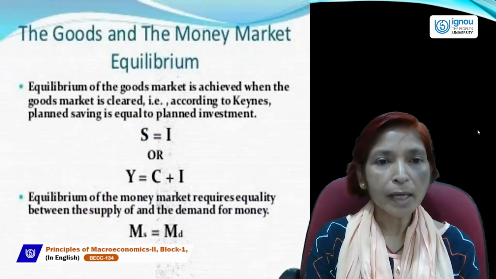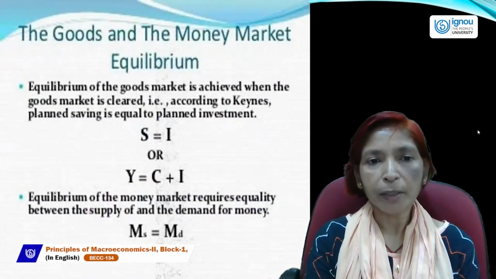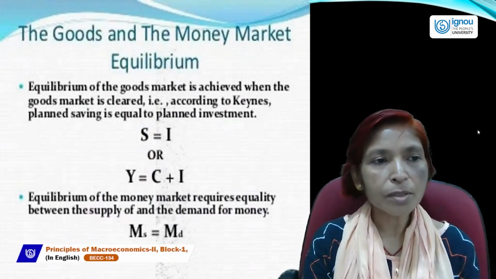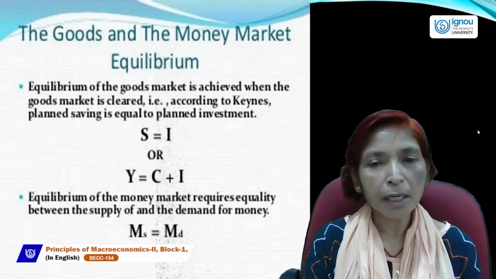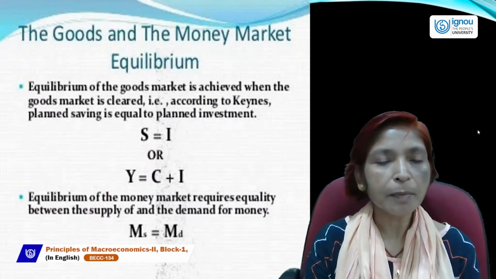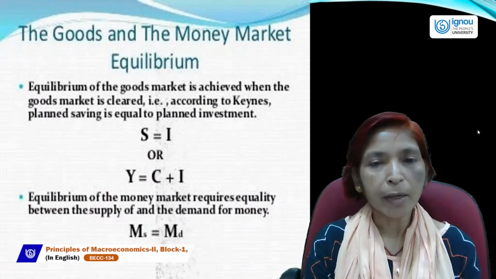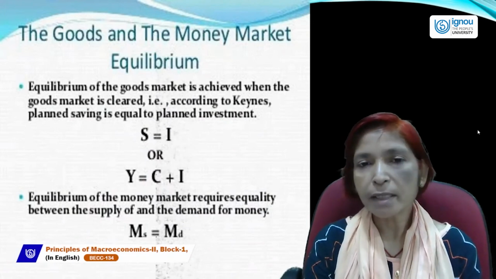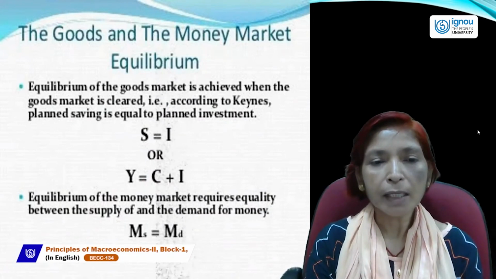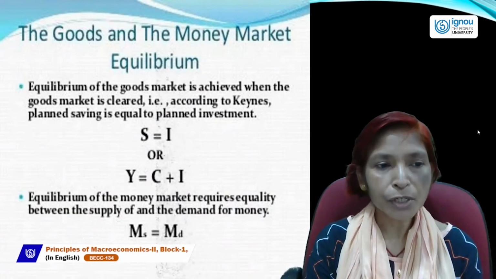Next is the goods and money market equilibrium. Now here we have discussed what is goods market equilibrium and what is money market equilibrium. Goods market equilibrium is represented by the IS curve and money market equilibrium is represented by the LM curve. How are the goods and money markets in equilibrium?